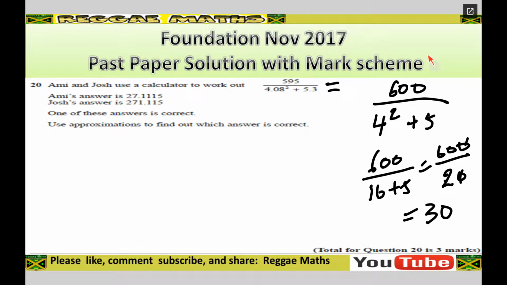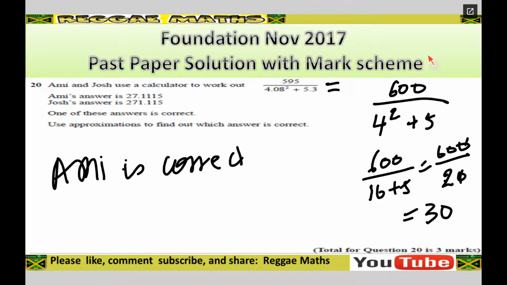So therefore, Amy is correct. And the reason for that is 27.1115 is close to 30.